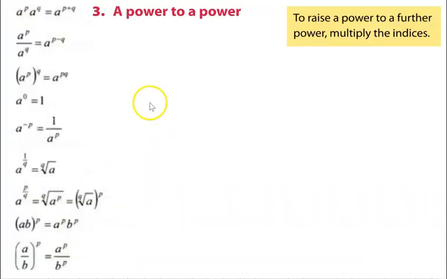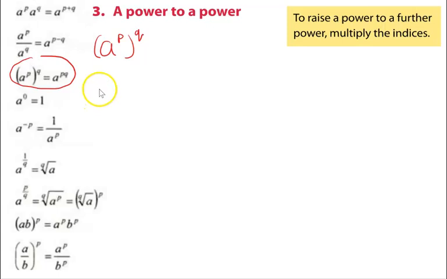So the third rule, a to the power of p raised to the power of q is equal to a to the power of pq. And here the p and the q are stuck together, and two things stuck together in maths means multiply. So this really means a to the power of p multiplied by q. So raising a power to a higher power, we multiply the powers.